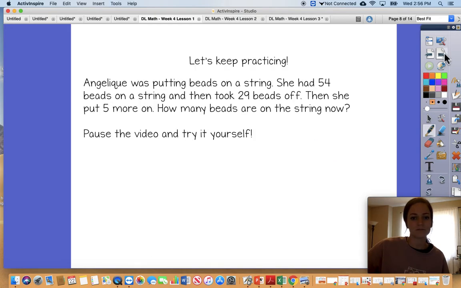All right, so let's keep practicing. Angelique was putting beads on a string. She had 54 beads on a string and then took 29 beads off. Then she put 5 more on. How many beads are on the string now? Pause the video and try it yourself.